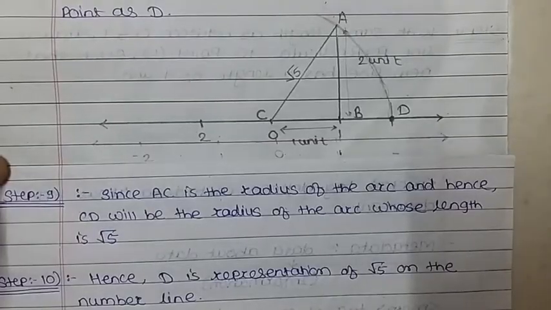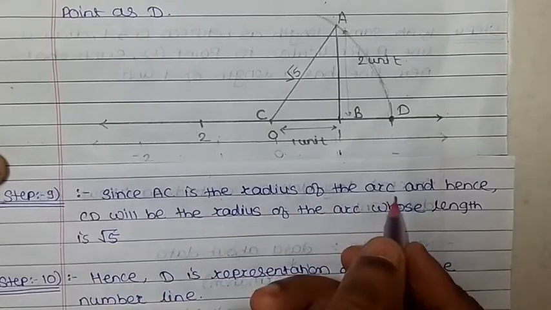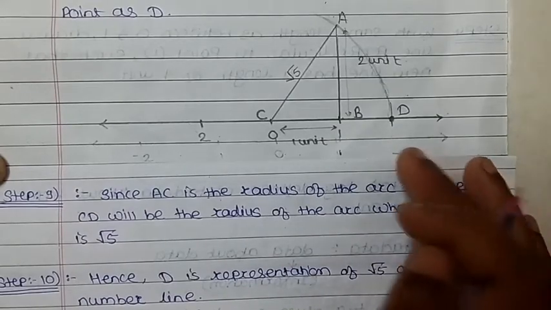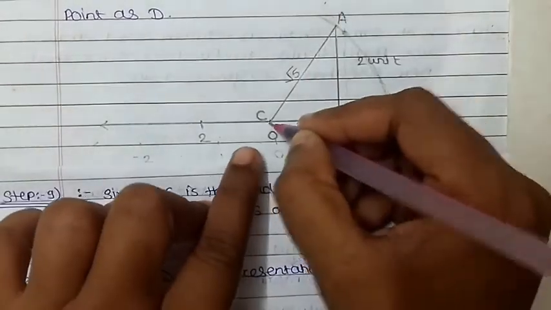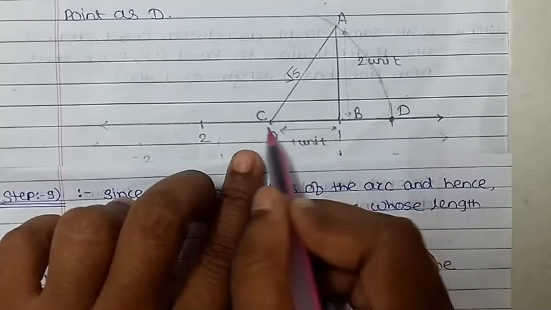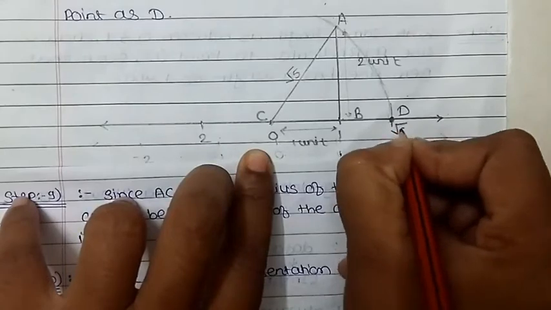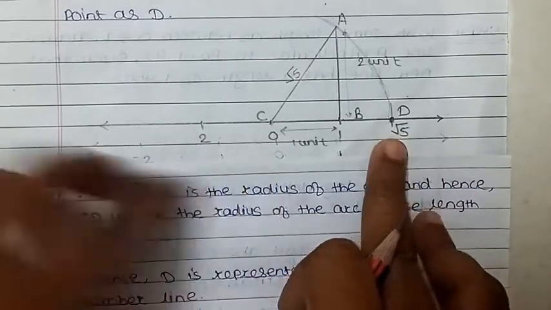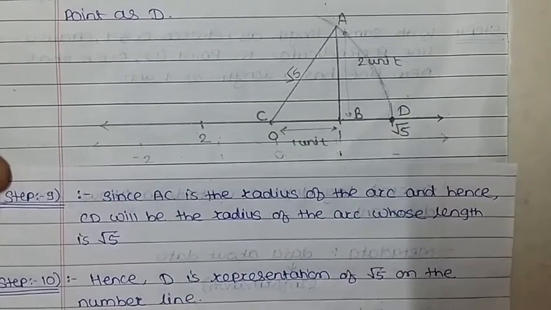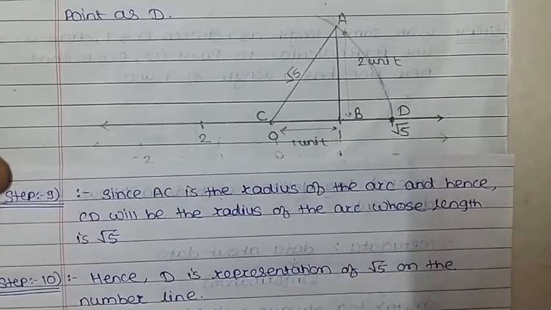Now next step number 9. Since AC is the radius of the arc, CD will also be the radius of the arc, whose length is root 5. Listen, when AC is the radius of your arc, then we can say that CD is also the radius of your arc. So therefore D represents root 5. Hence D is the representation of root 5 on the number line. So in this way you have to draw the number line of the irrational number. Thank you, students.